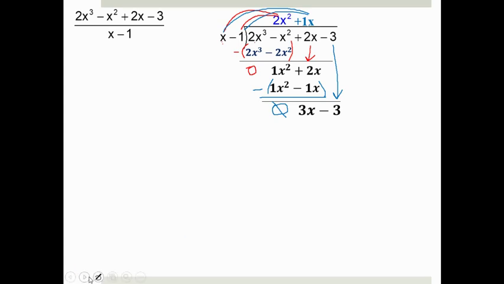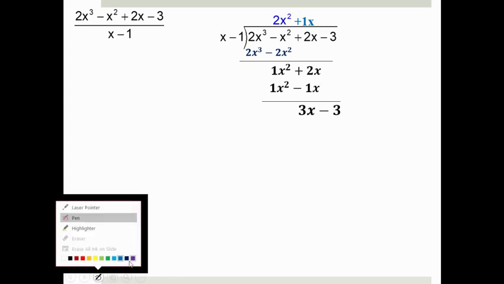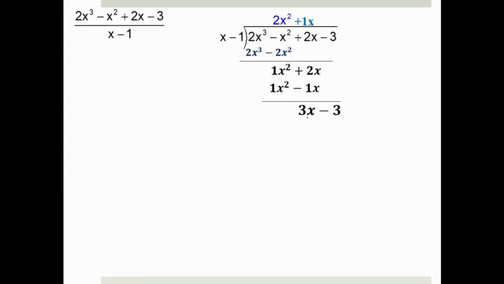So that is most of the problem already done. And we just have our final part to go. We're going to do 3x divided by x, and that gives us 3. And we do 3 times x and 3 times negative 1. And that is going to give us our answer of 3x and negative 3. And you'll notice that these are identical. And that's what we're looking for if there's going to not be a remainder at all. And you can see that our remainder ends up being 0.